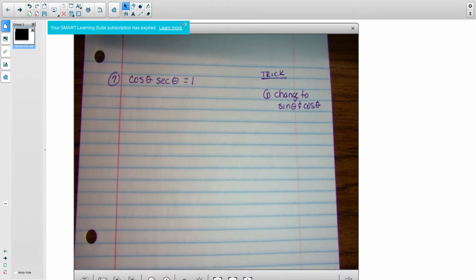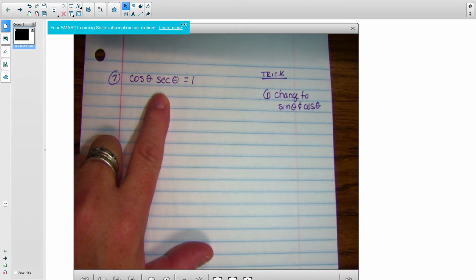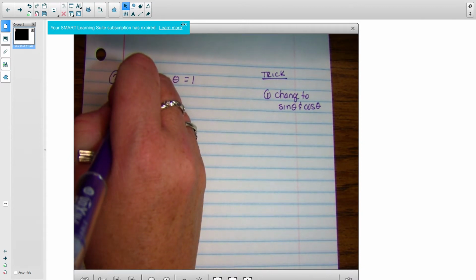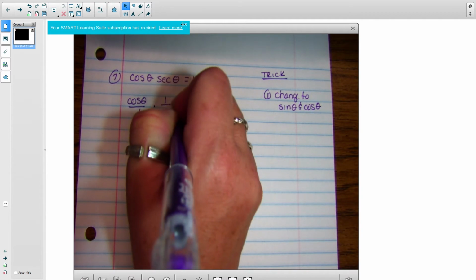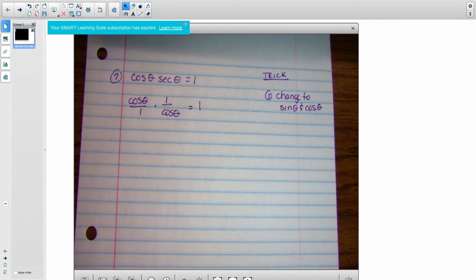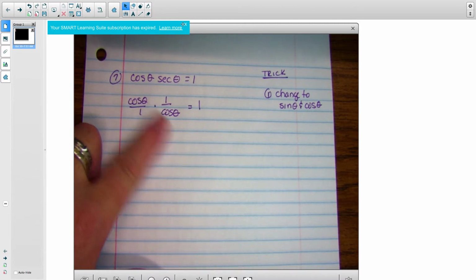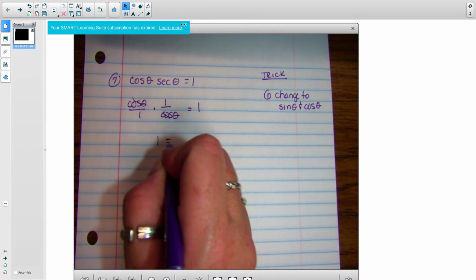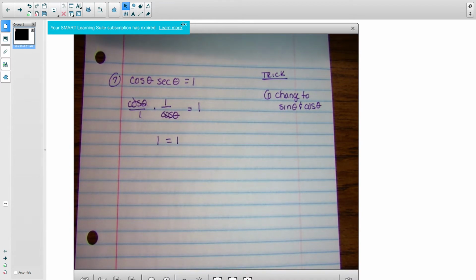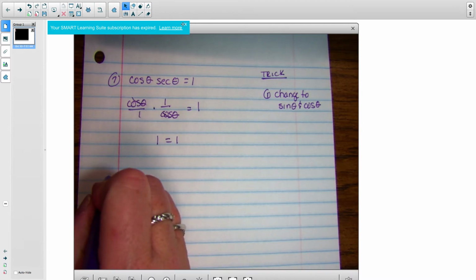So what can I change here? I already have a cosine, but secant is what? It's 1 over cosine. What happens over here? They cancel out, and what are we left with? 1 over 1, which equals 1. 8 is the same exact problem.